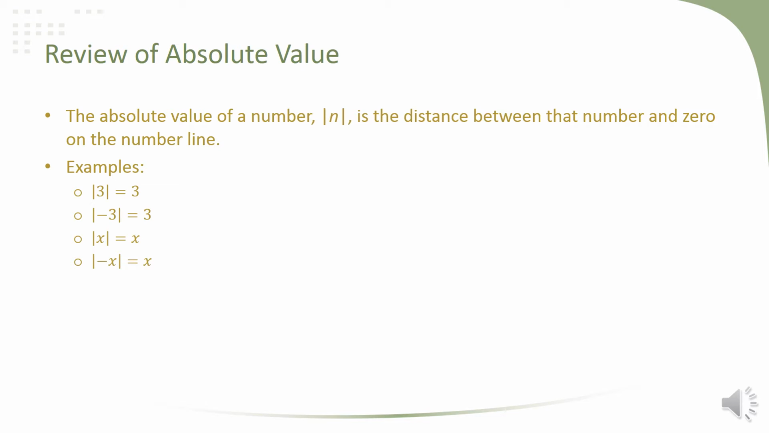For example, 3 and -3 are both 3 units away from 0 on the number line. So the absolute value of 3 is 3, and the absolute value of -3 is 3. Generally speaking, any number that's inside the absolute value will stay positive if it already is positive, and will become positive if it's negative.